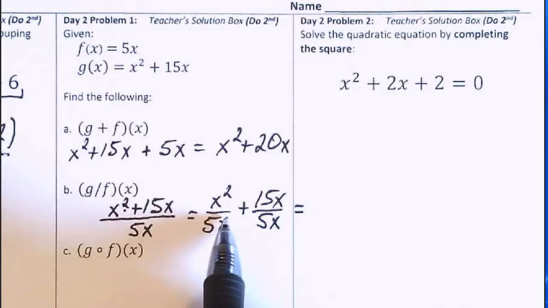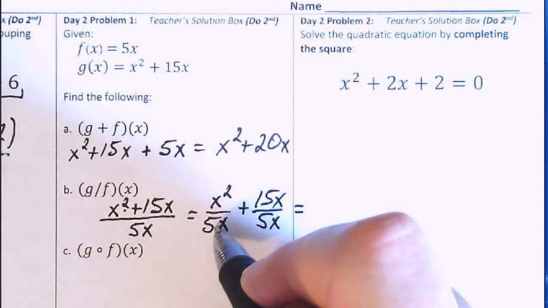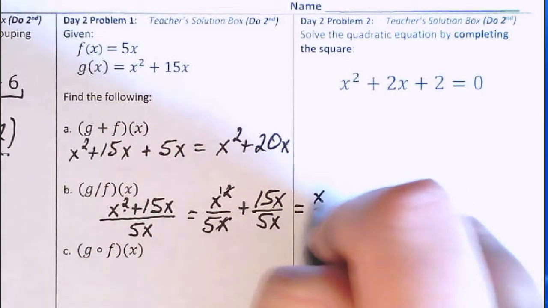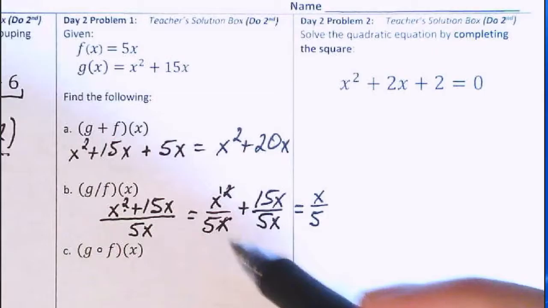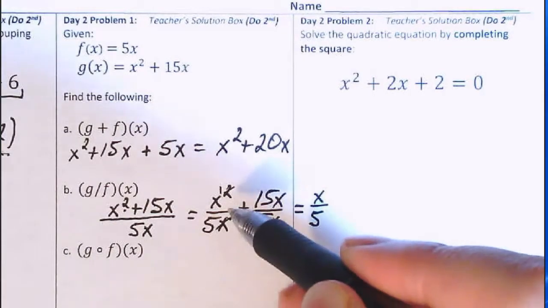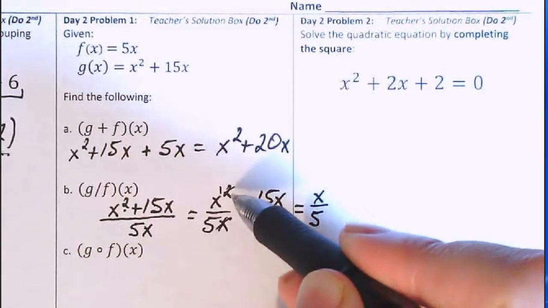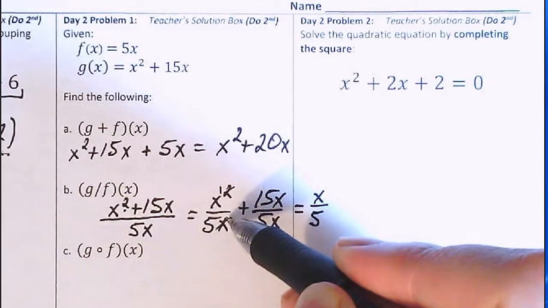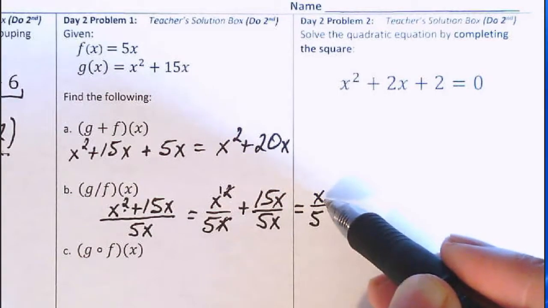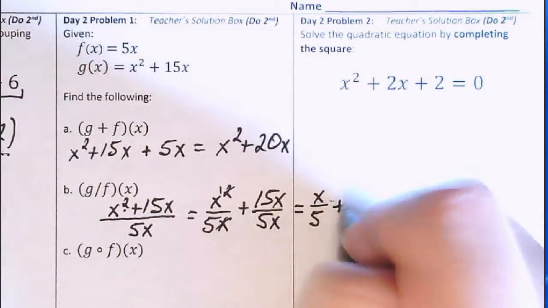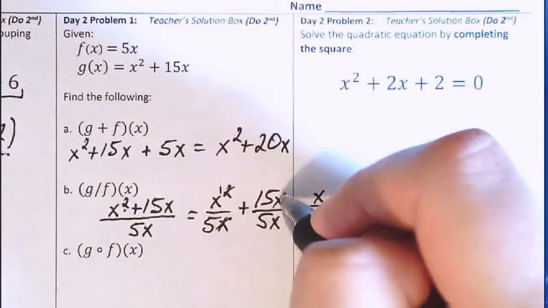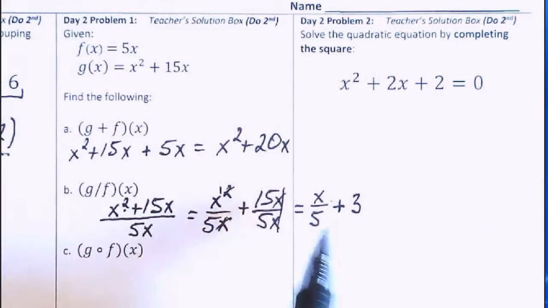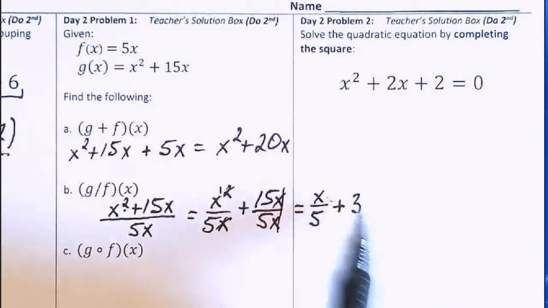X squared divided by x kind of works like this: x cancels away one of those x's, leaving one left over. That will create x over 5. Another way to think of that is to use the rule about dividing powers, you subtract the exponents. An exponent of 2 in the top, subtract the exponent of 1 in the bottom, would create x to the first power in the answer. Now over here, the other term, this x and this x cancel away. 15 divided by 5 makes 3. So we have the answer x over 5 plus 3.